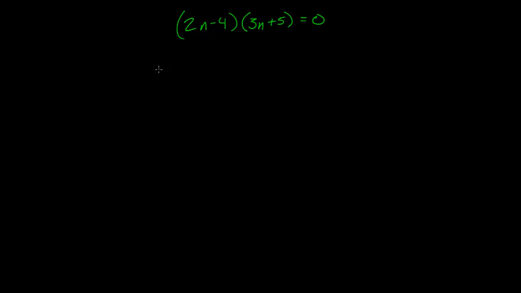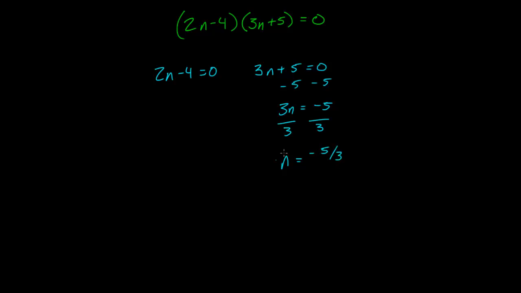All we have to do is set 2n minus 4 equal to 0 and 3n plus 5 equals 0. Subtract 5, 3n equals -5. Divide both sides. n is equal to -5/3. Alright, so that works out over here. Let's look at this one. Plus 4, 2n equals 4, divide by 2, n equals 2.